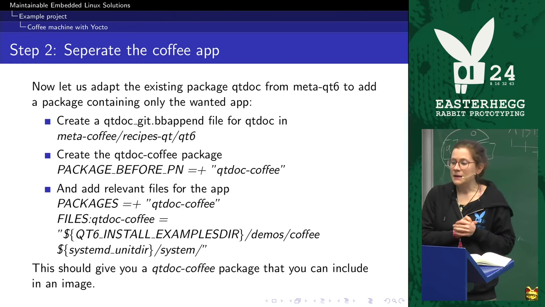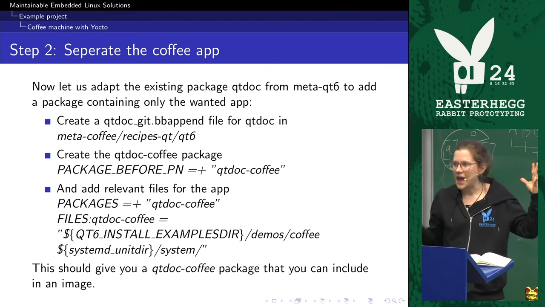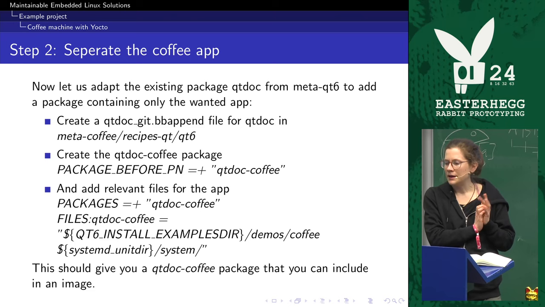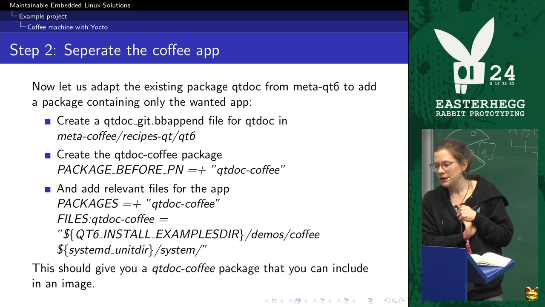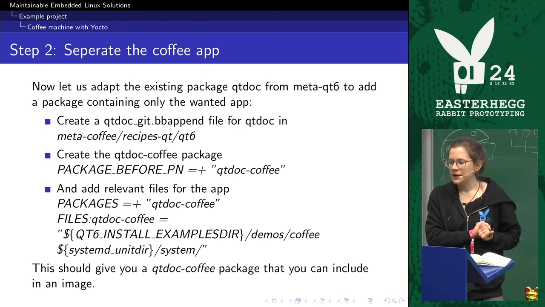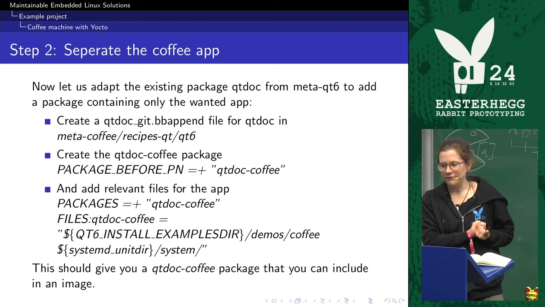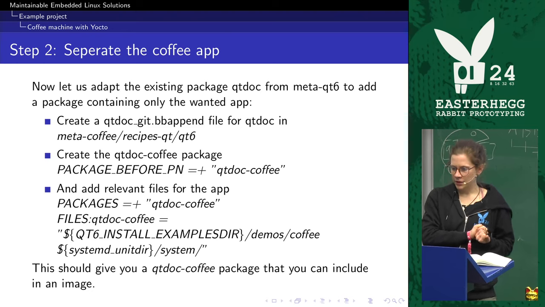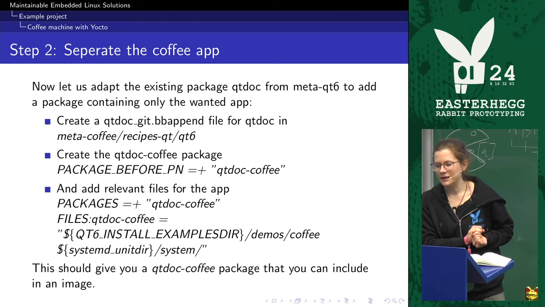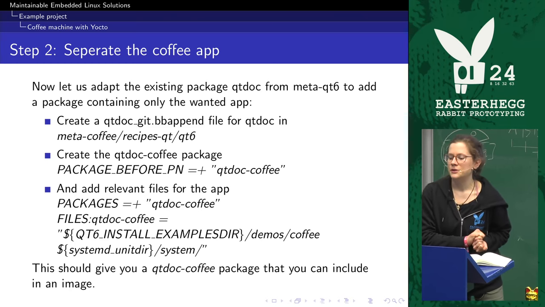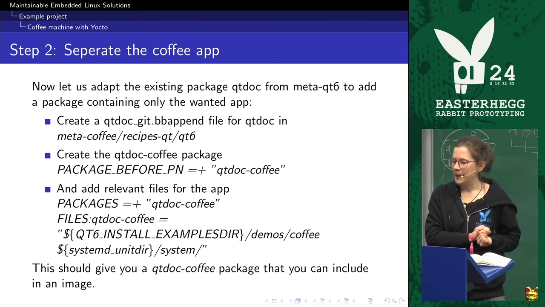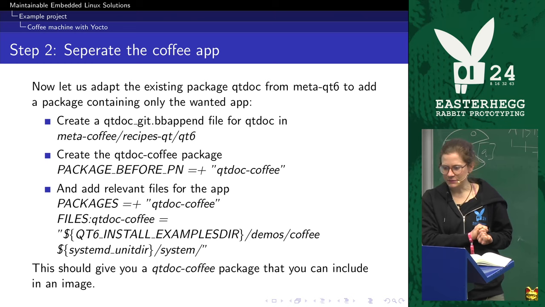So we will create in a BB append. This will add data to another recipe. Our own package for the Qt doc coffee. So we will create it and select the relevant files for the app to create our own custom package. And also you see here already that I added the systemd unit directory, because later on we will also want to start the coffee machine automatically via systemd upon startup.